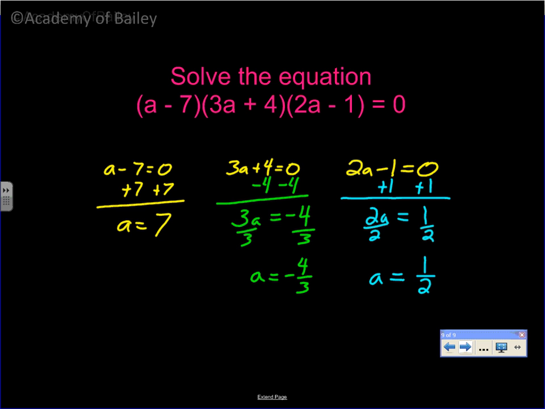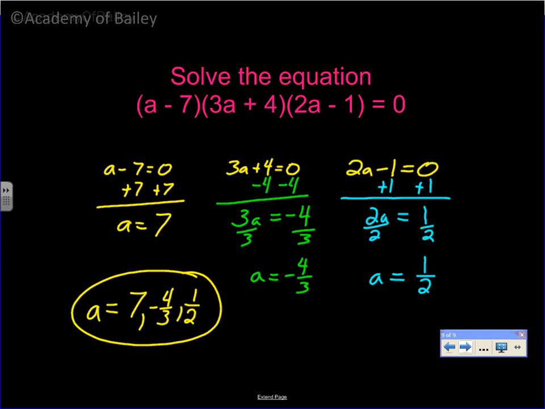So let's go ahead and write our answers. a is equal to 7, negative 4/3, and 1/2. Those are your 3 solutions.